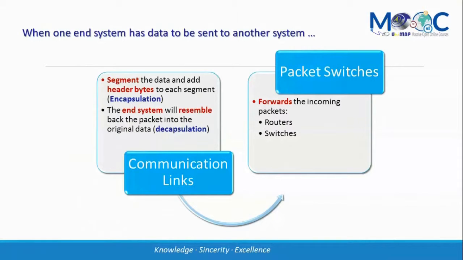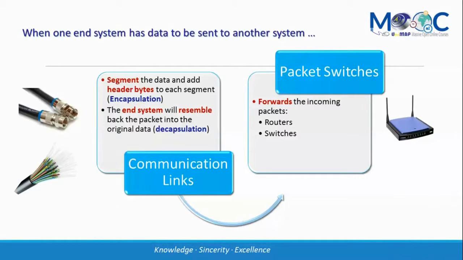This is part of the communication link example, which are coaxial cable and fiber optics. When one end system has data to be sent to another system, these communication links will segment the data or messages and add the header bytes information to each segment. This header byte information consists of the sender and receiver address. The process of adding the header is called encapsulation.